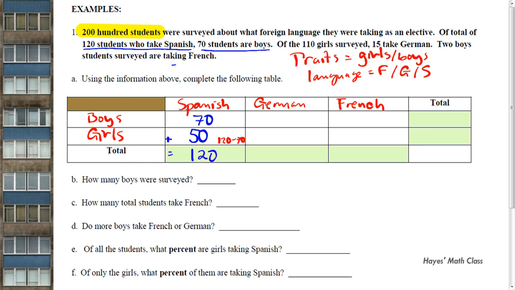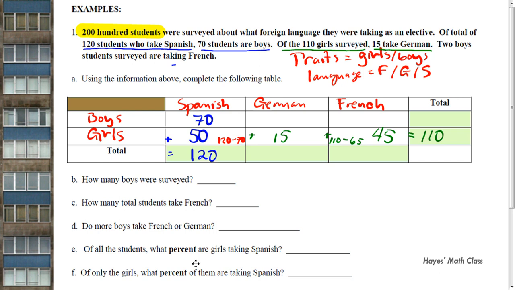There's 110 girls surveyed. So 110 girls surveyed, so that's now a different total. So that means that girls equal 110. 15 of those girls take German. So that goes here. So now again, we've got 1 row complete with everything but 1 space. And so that means we can solve out for that other space. So just like before, we know that there's 110 girls, 50 plus 15 plus this French number is going to give us 110. So 110 minus 65 is going to give us 45 French-speaking girls.